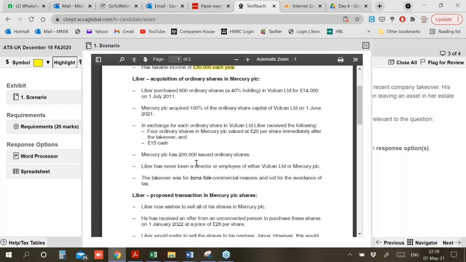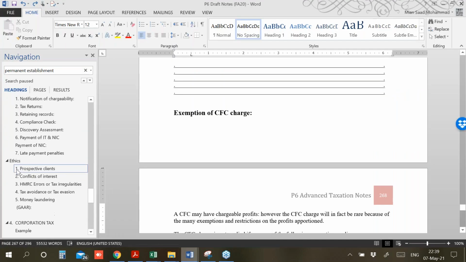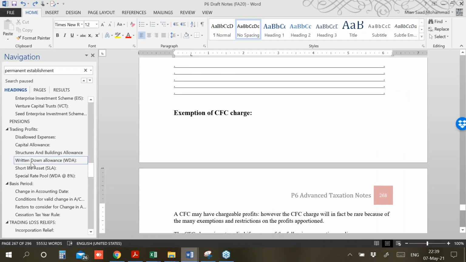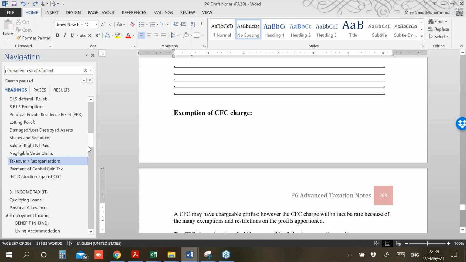MPLC has 200,000 issued ordinary shares. LIBOR has never been a director or employee either in V Limited or MPLC. The takeover was for bona fide commercial reasons and not for the avoidance of tax. That's fine. So before I discuss this topic with you, I'll take you to my notes and we'll discuss in CGT the topic of takeover so that we can discuss how we normally calculate the cost.